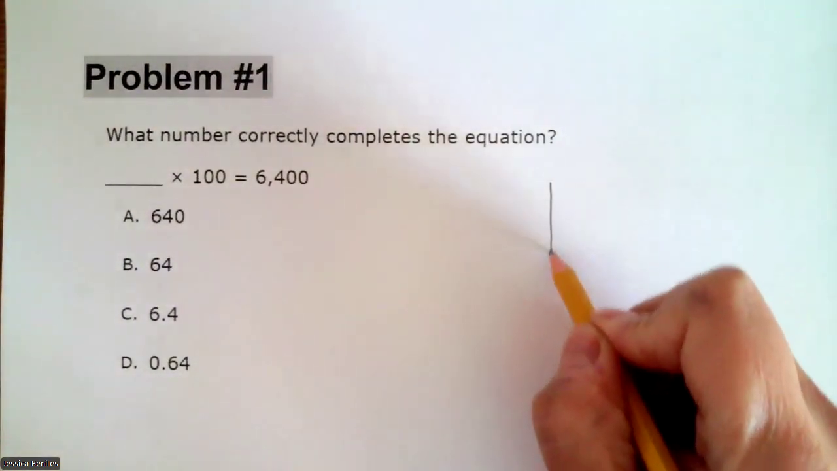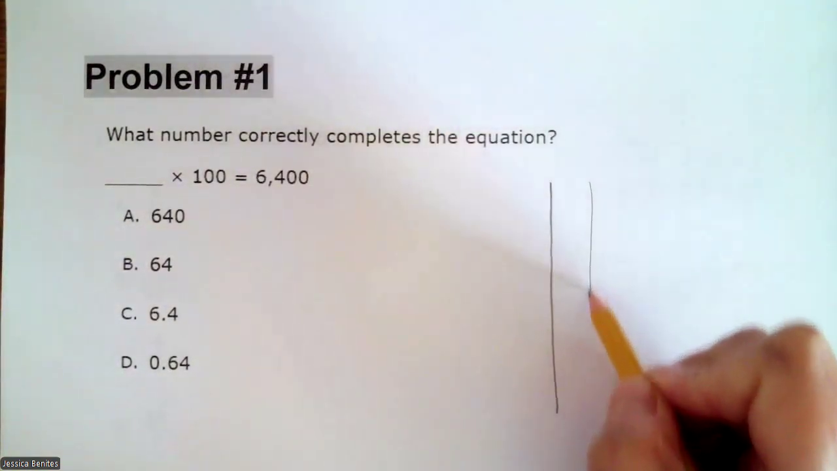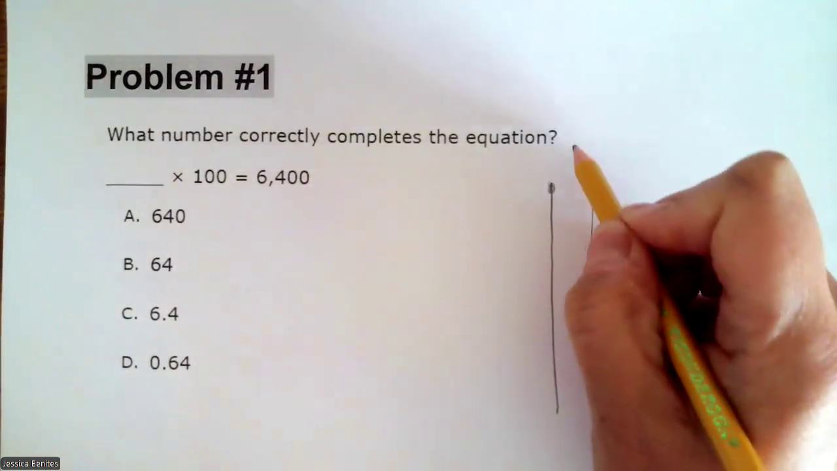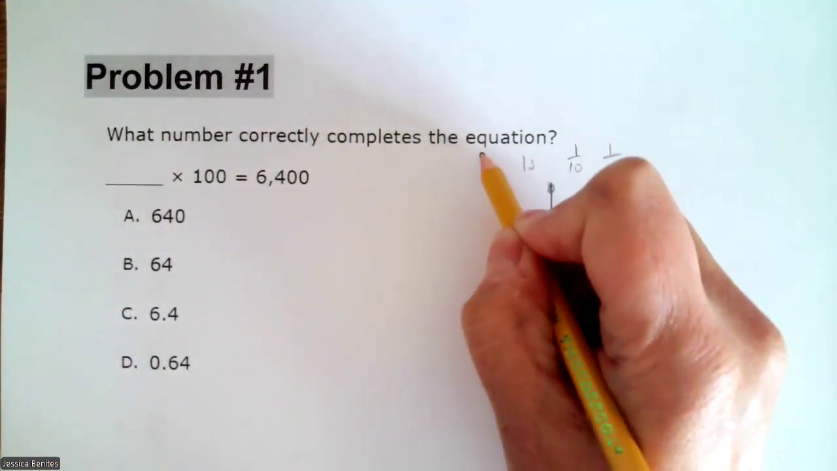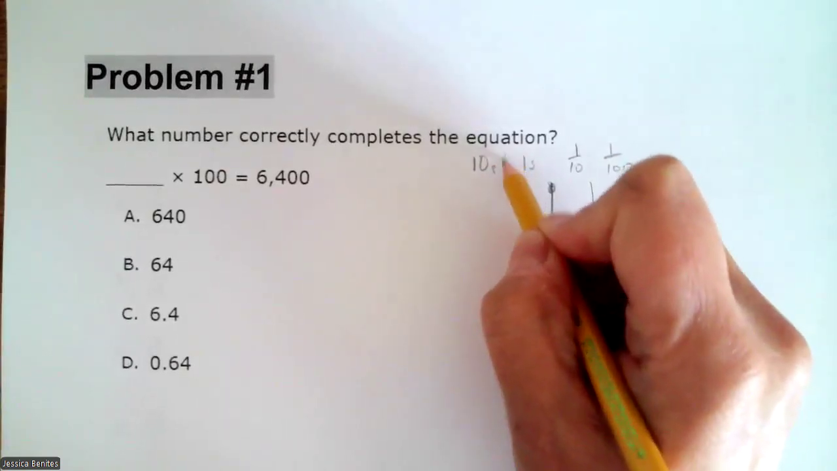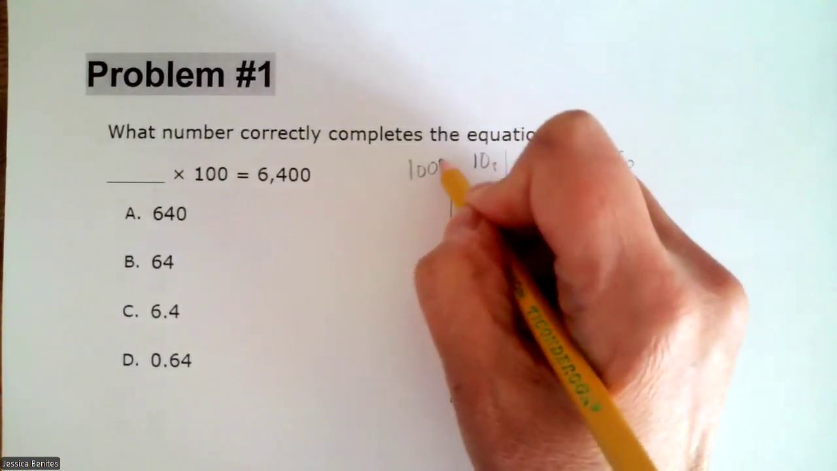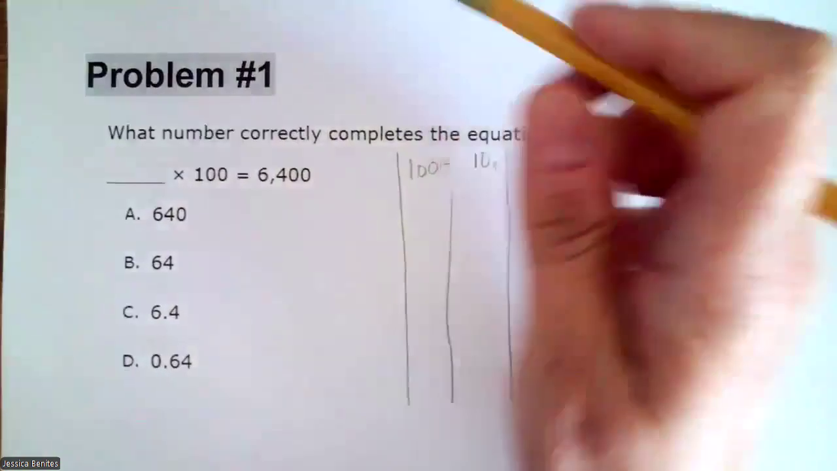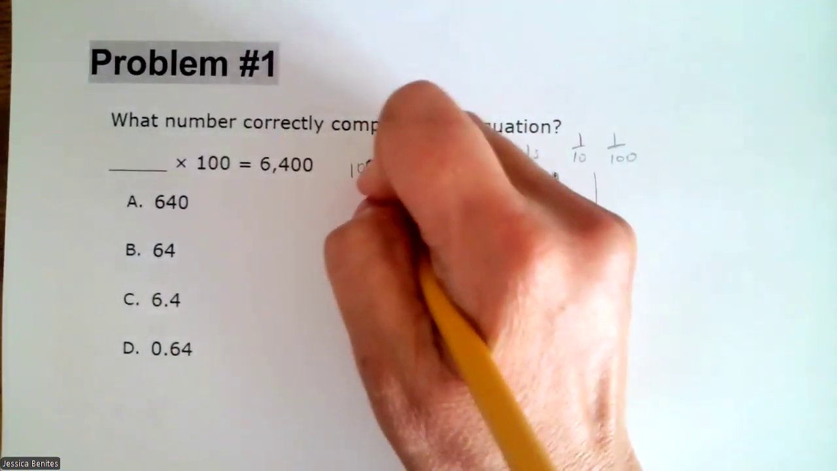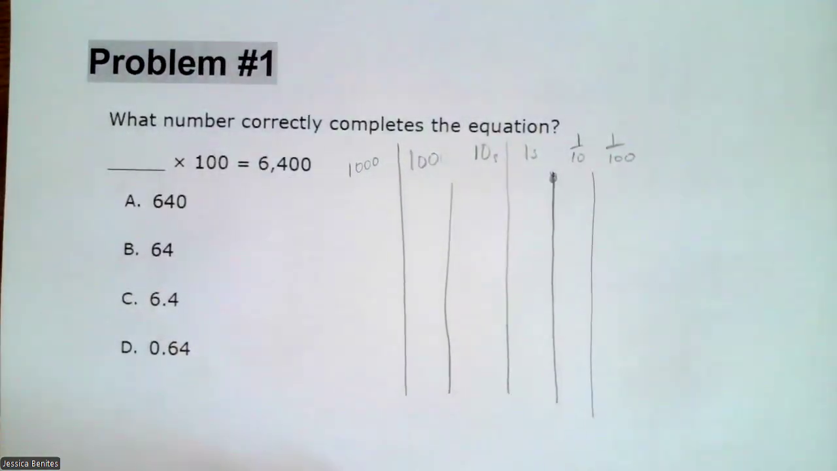Well, one way that you could figure this out, if you're not sure, is you could make a number line. So I'm going to put my decimal here. This is the tenths. This is the hundredths. This is the ones. This is the tens. This is the hundreds, and this would be the thousands. So we're looking for 6,400 to be our product.